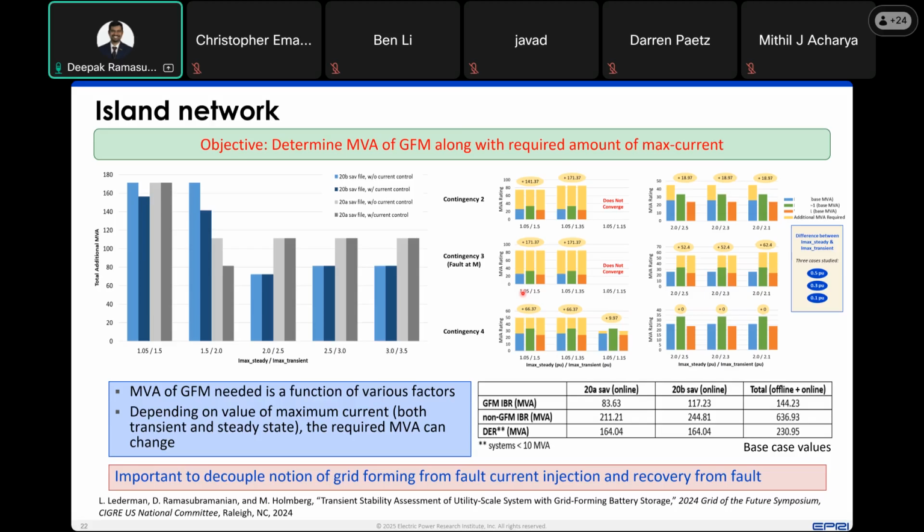So we did an entire evaluation across the network with the models that I had spoken about to get an understanding of what is a diminishing level of return, how much additional MVA of capability is required across the network, and is there really a difference between having 2.5 pu transient and 2 pu steady state versus 3 pu transient and 2.5 steady state, and so on.